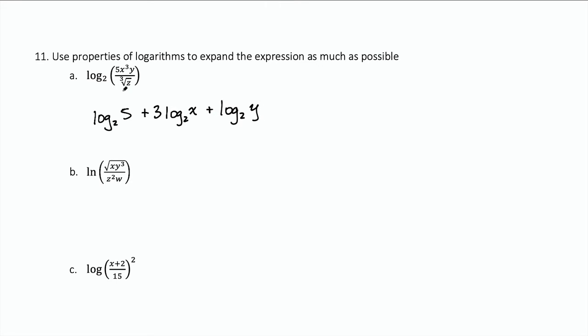The denominator here is going to give me negative logarithms. So I'm going to have a minus log base 2. I've got this cube root of z, and the important thing here is to recognize that a cube root is the same thing as an exponent of 1/3. So what I have right now is z to the 1/3, but again, that exponent can come out in front. So I'm going to go ahead and do that. 1/3. So this is my expanded expression for this logarithm.